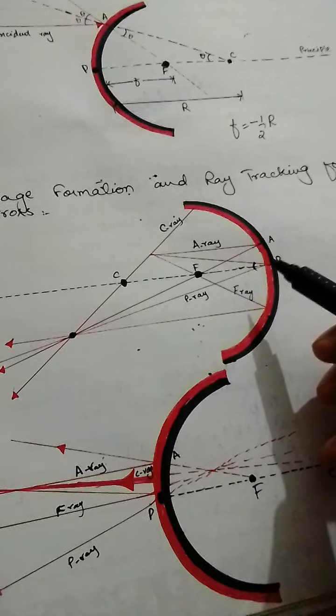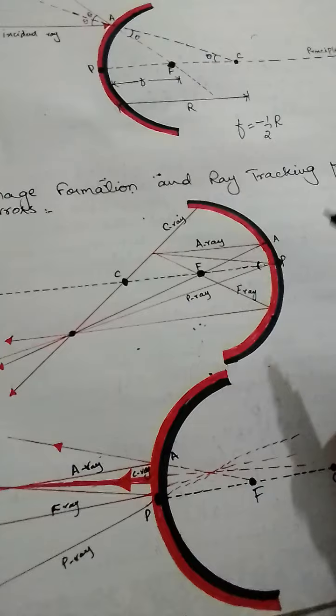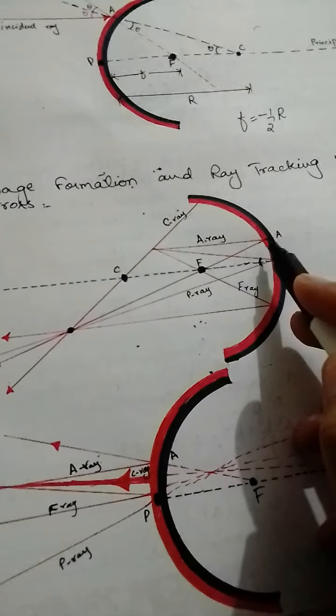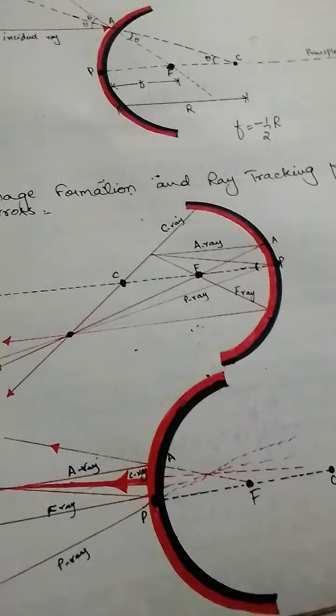The third one is the F ray. The F ray is, you can say, the opposite of the A ray. The A ray first travels parallel to the principal axis, then gets reflected back, passing through the focus.